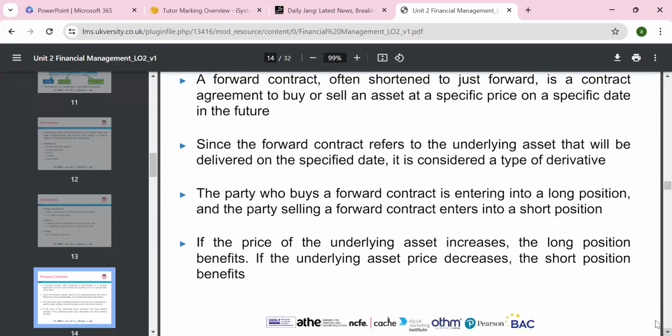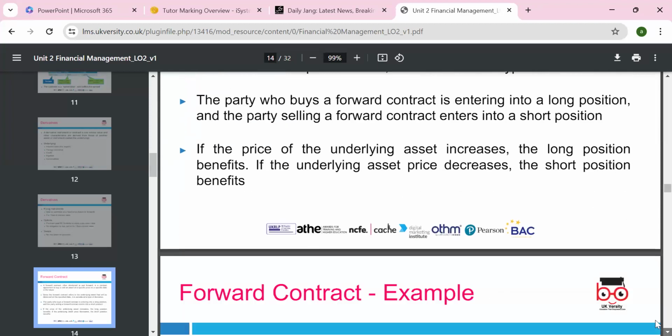Since the forward contract refers to the underlying asset that will be delivered on a specific date, we can consider the type of derivative. The party who buys a forward contract enters into the long position. These are the key points we need to look at. If the price of the underlying asset increases, the long position benefits the company's financial position. If the underlying asset price decreases, the short position benefits.